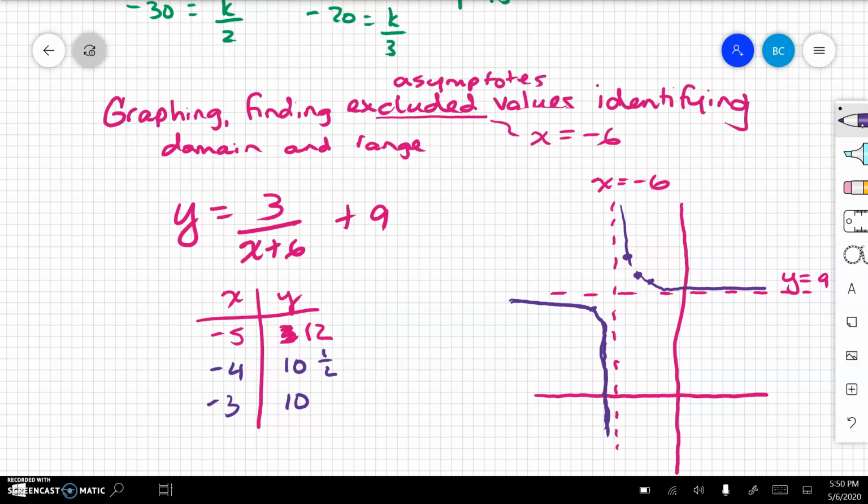I've already talked about the excluded values and the asymptotes. Then you also are likely to be asked about the domain and range. So the domain is just going to be all of the values of x, so all real numbers except x equal -6. And then your range is going to be all real numbers except y equals 9.